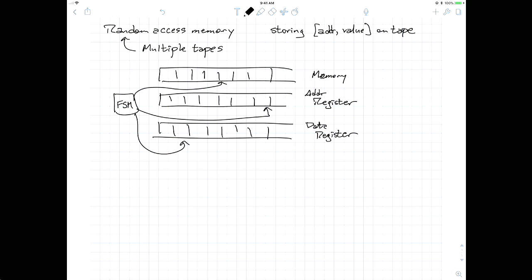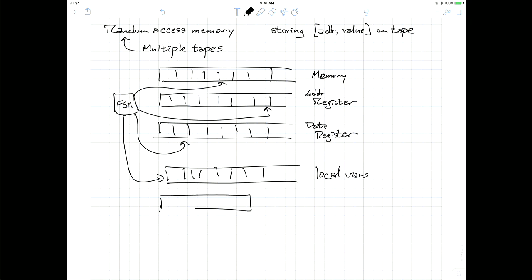When I find the address that I want, I copy the value from the memory tape onto the data register tape, and then reset the normal execution. Maybe that's actually even a 4th tape that this is like, I don't know, local variables or something. And maybe even I have a separate tape to represent the input. Having 5 tapes, having 7 tapes, having 42,729 tapes can all be simulated with only having 1 tape. But once you have these different kinds of tapes, then you can simulate slowly random access memory.